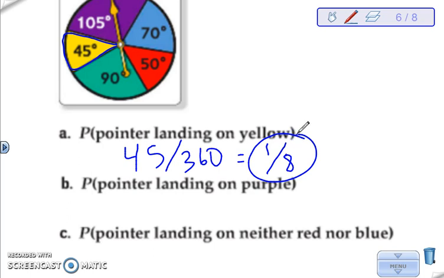So for the purple region, we notice that's marked as 105 degrees. So we'll do 105 over 360. I'm just going to simplify it to 7 out of 24.